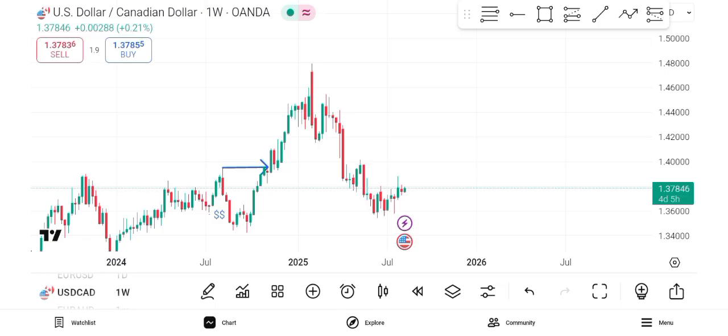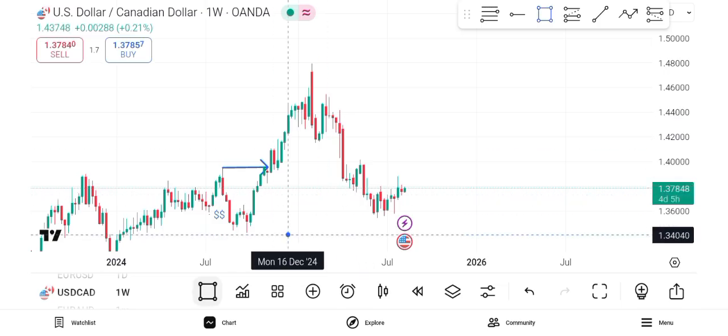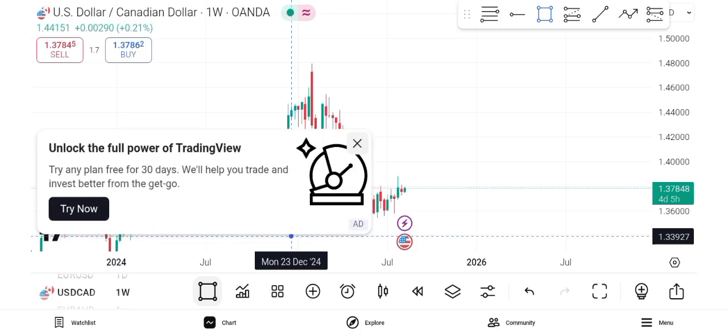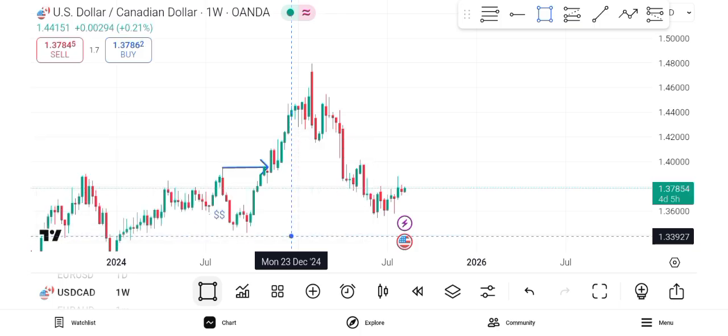So right here, the order block is so simple. Before this impulsive movement to the upside, what is the last red candle? The last red candle before the impulsive movement is the order block here, and for the bearish trend, the last green candle before the impulsive movement to the downside is our order block.